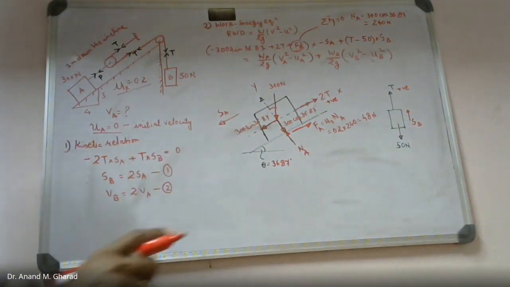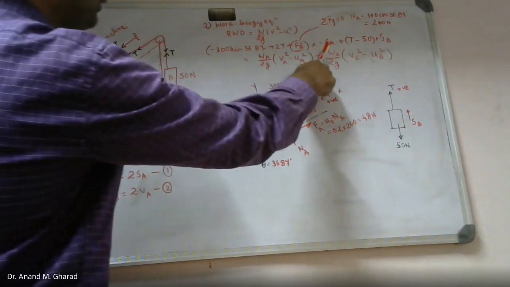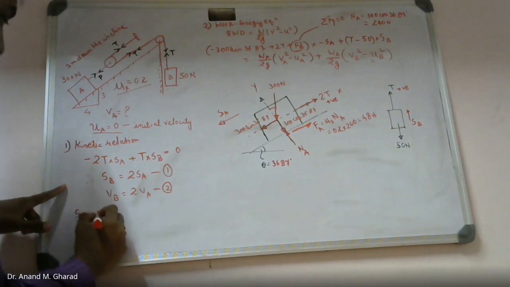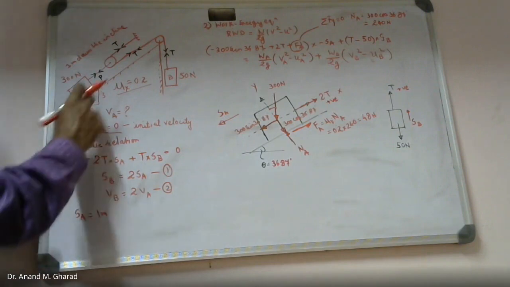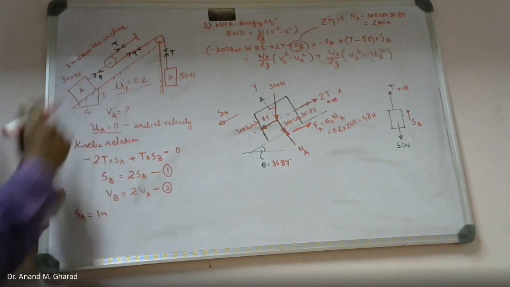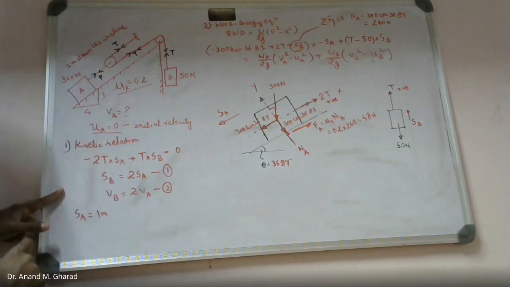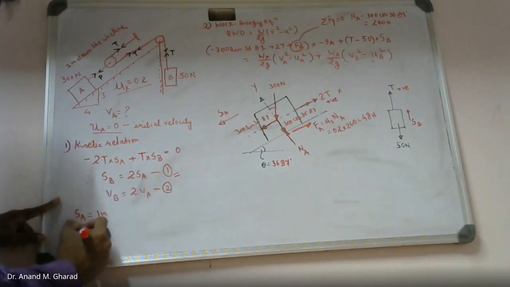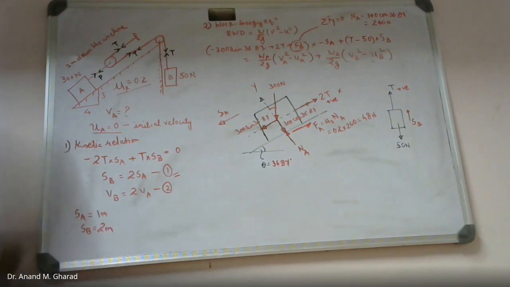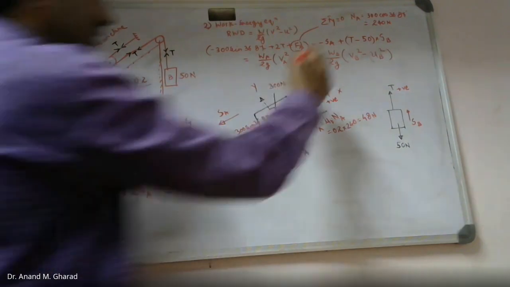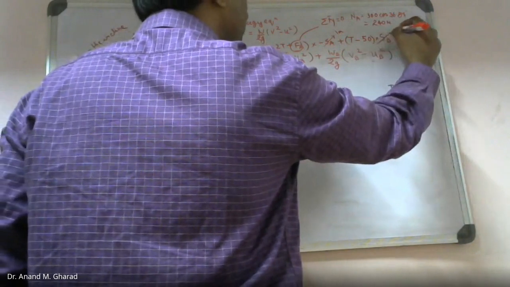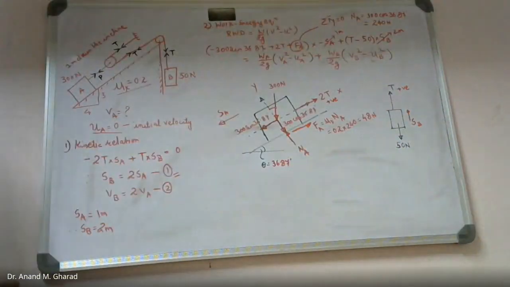Correct? Then just keep in mind that SA actually is given. SA is 1 meter. I have told you that this block A is moving down the plane by 1 meter distance. This is what is given in the numerical. So if SA is 1, from equation 1, SB will be 2 meter, as simple as that. So in this equation, I know SA value is 1 meter, SB is 2 meter. One more information I have.